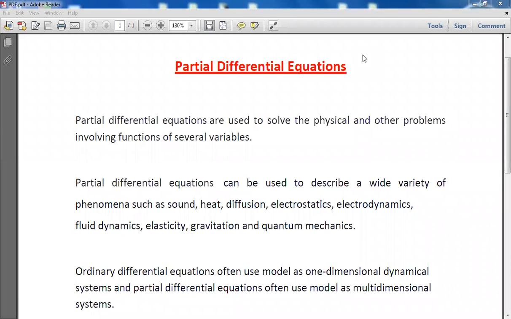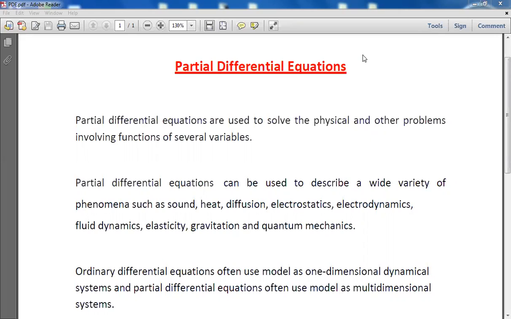Partial differential equations. Partial differential equations are used to solve physical and other problems involving functions of several variables. Partial differential equations can be used to describe a wide variety of phenomena such as sound, heat, diffusion, electrostatics, electrodynamics, fluid dynamics, plasticity, levitation, and quantum mechanics.